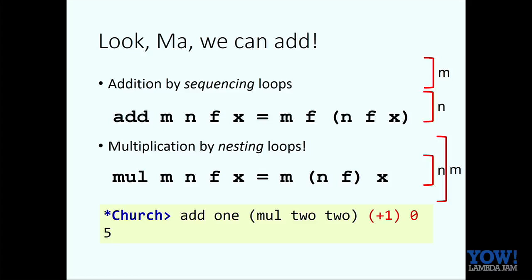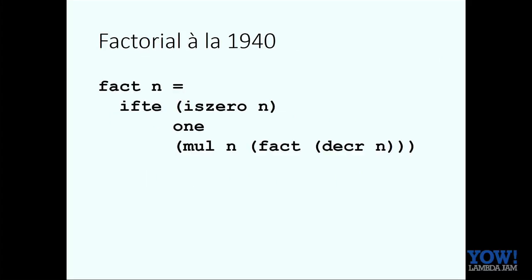So this is great. Now you can have a functional programming language without Booleans or numbers. And that means you can write the factorial function. I'm sure you've all been waiting for it.